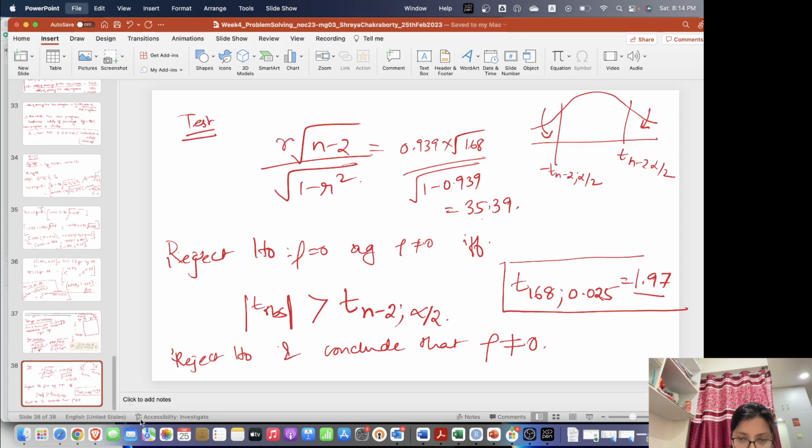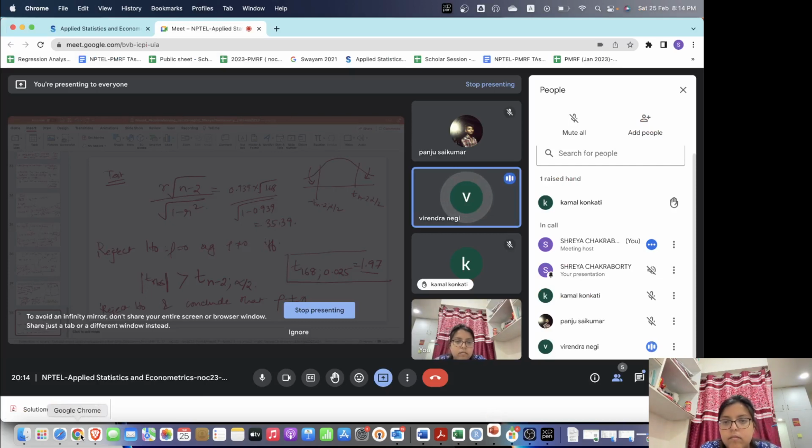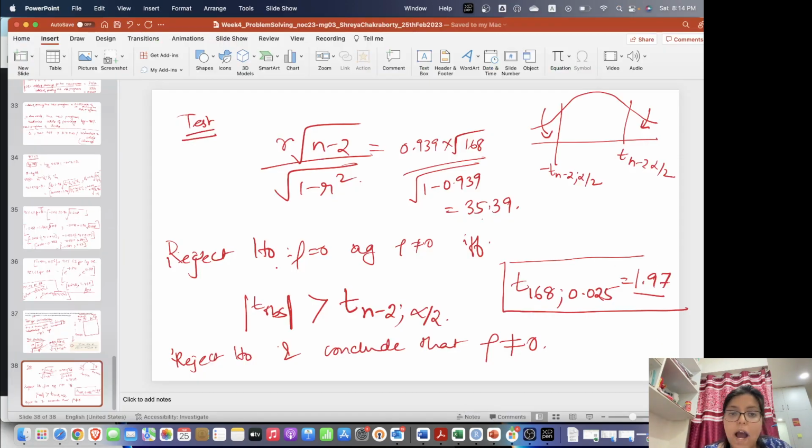Ma'am, here in the test, the r value is 0.939 whole square? No, the r value is 0.939. Here it will be square. I'm sorry, I forgot to put it here. Yes, ma'am. Thank you for pointing this out.